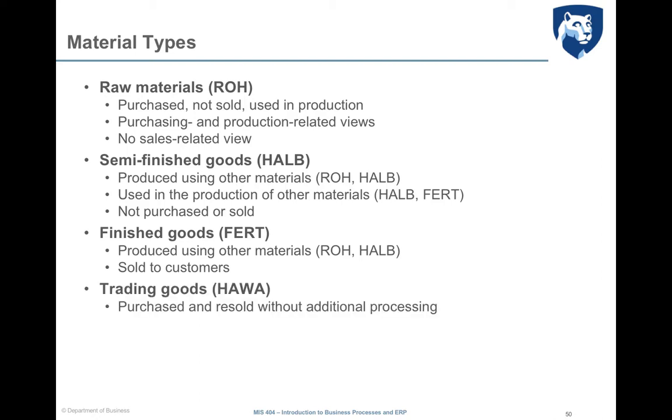Finally, trading goods, HAWA, are essentially raw materials, semi-finished goods, but also finished goods, which are purchased from an external vendor and resold directly to the customer without, let's say, any further manufacturing activity. So, as the company does not perform any additional processing of the material prior to selling goods, the material master for trading goods will include data linked to procurement and the selling process, but not to the production process.